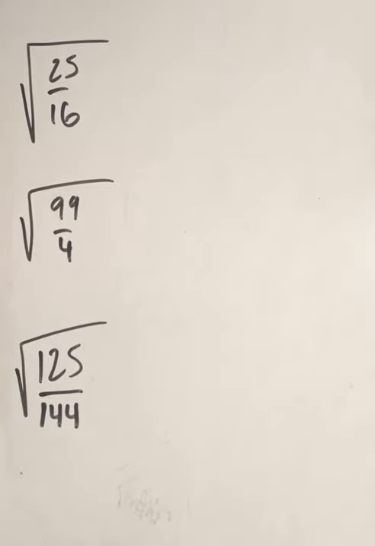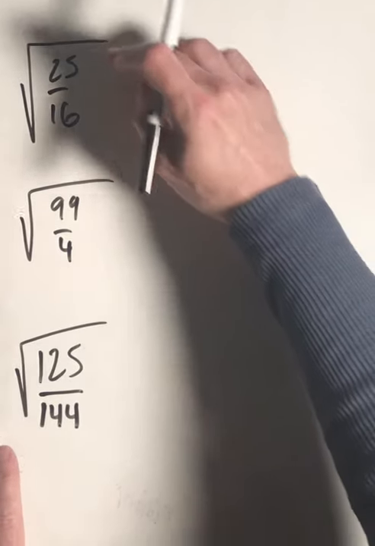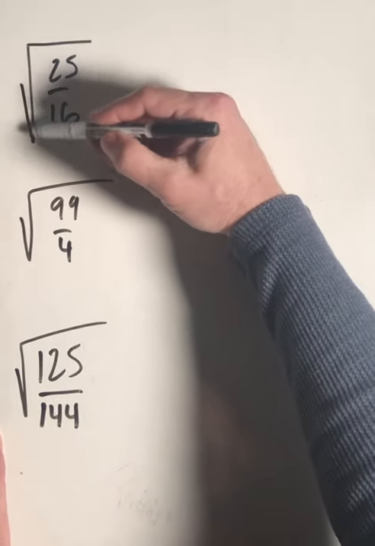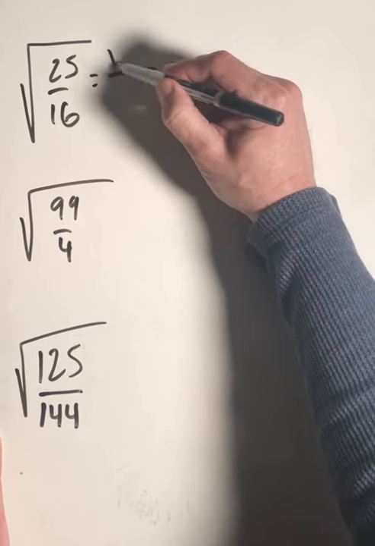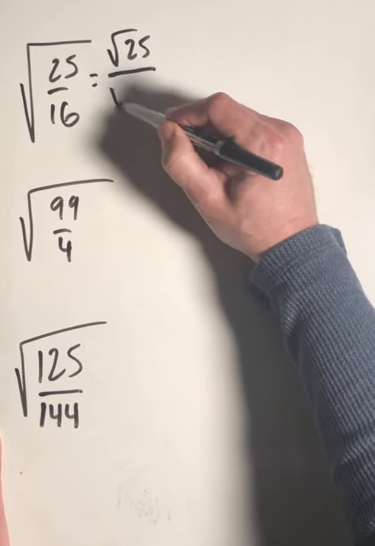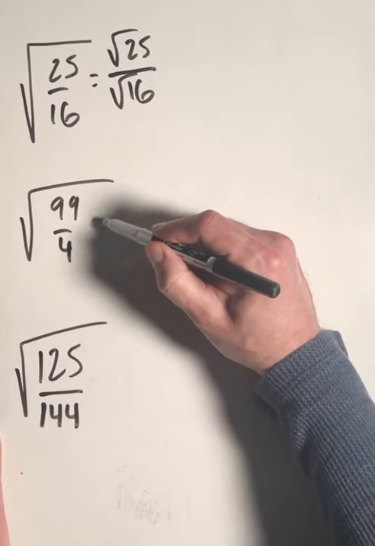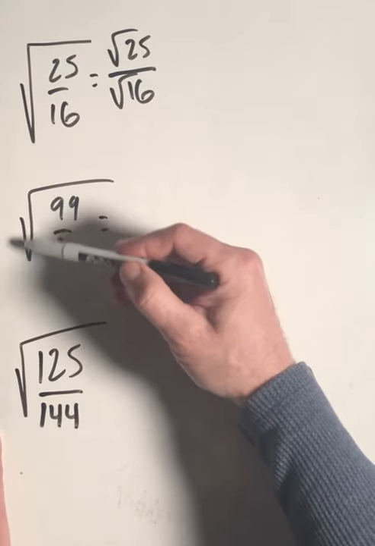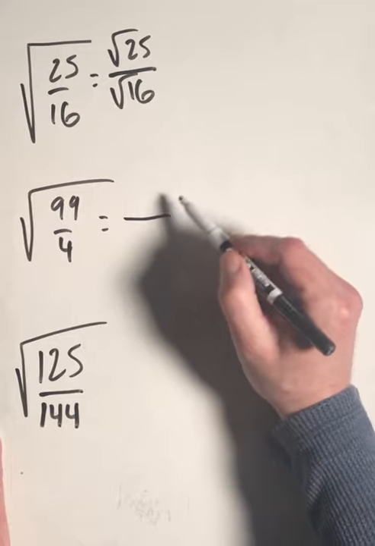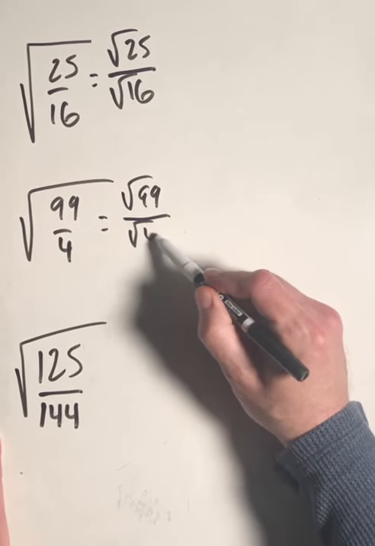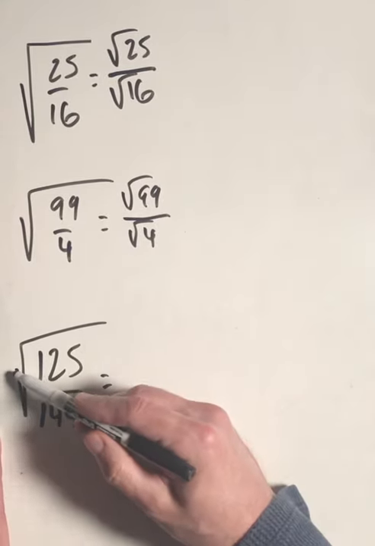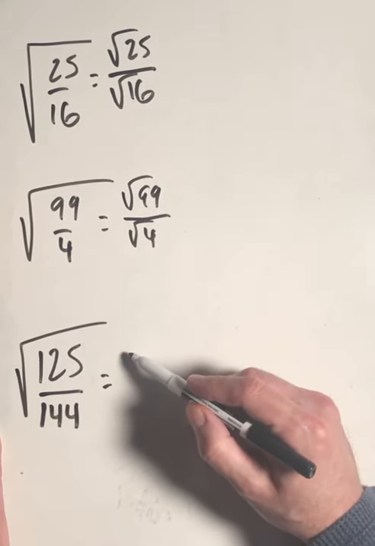To simplify these radicals, we will use the quotient rule. We are looking at the root of a quotient. Well, that is equal to the quotient of the roots. So in each of these cases, we can re-express the root of a quotient as the quotient of the roots. This is a root of a quotient.